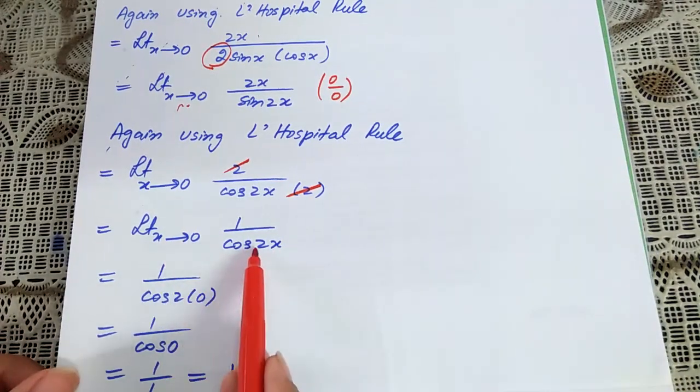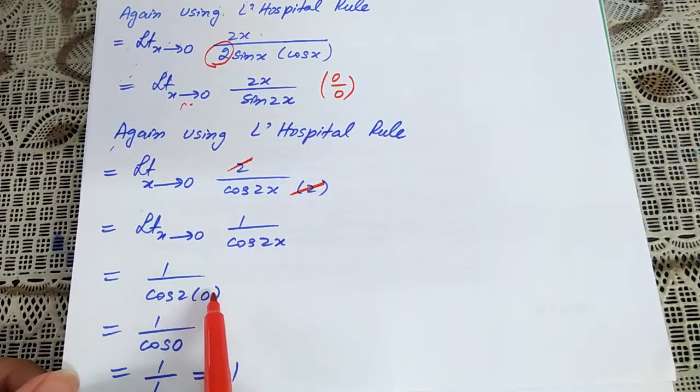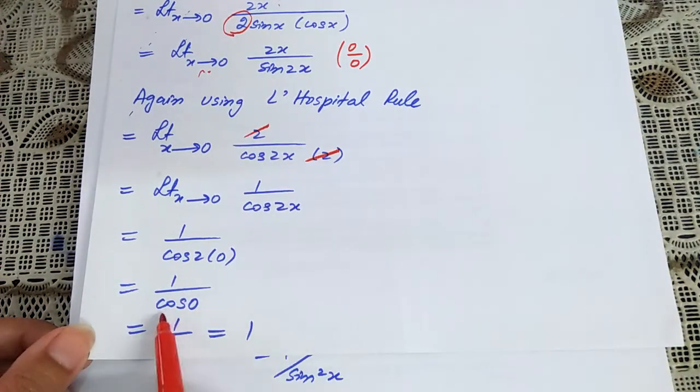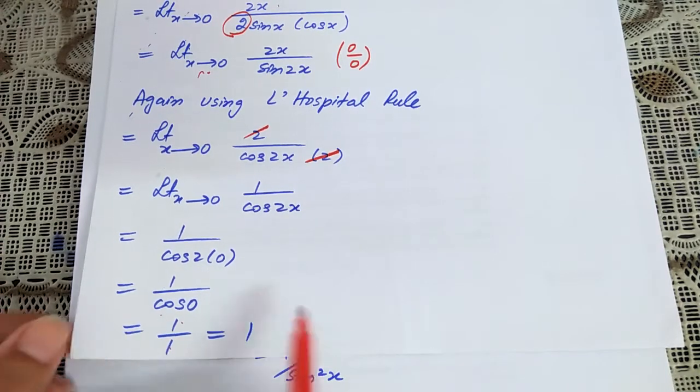Put x approaches 0 here, in the limit. We got 1 over cos 0. Cos 0 is always 1. 1 over 1 will give us again 1.